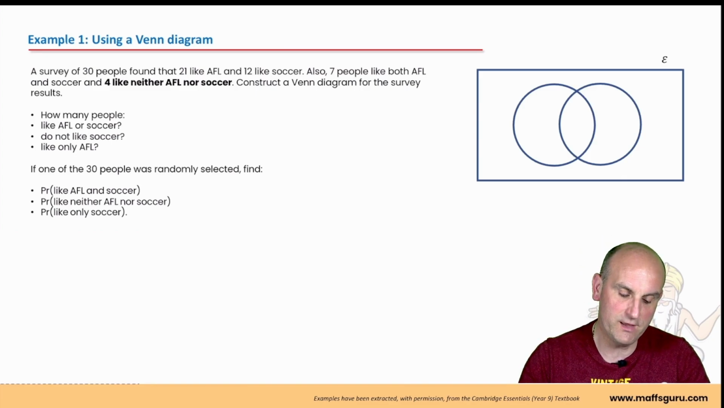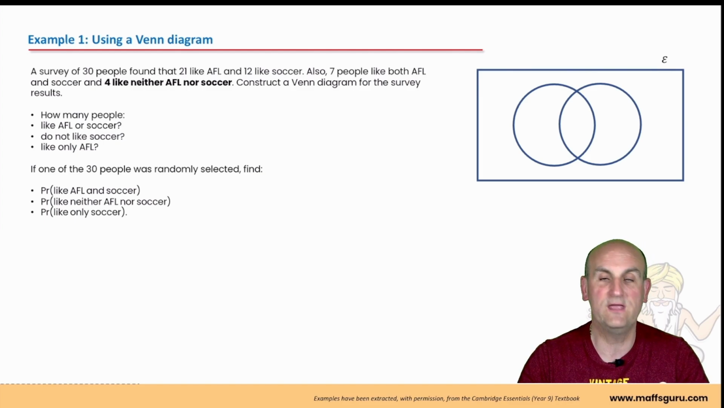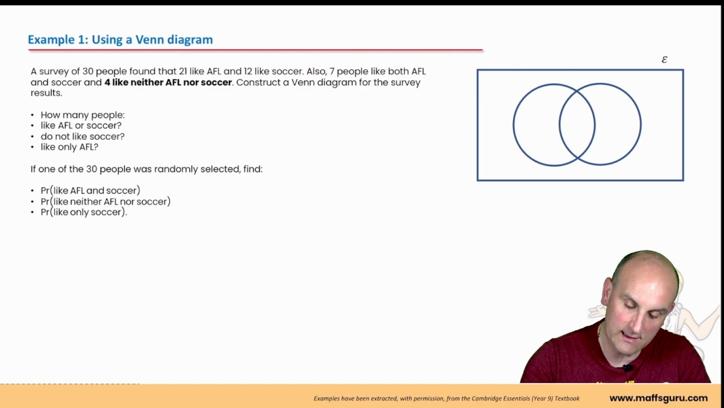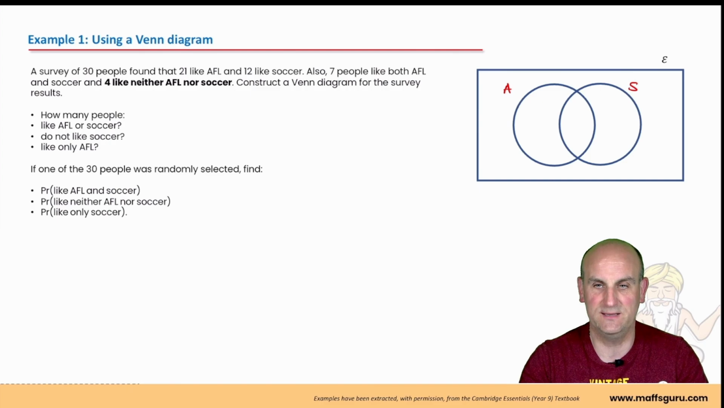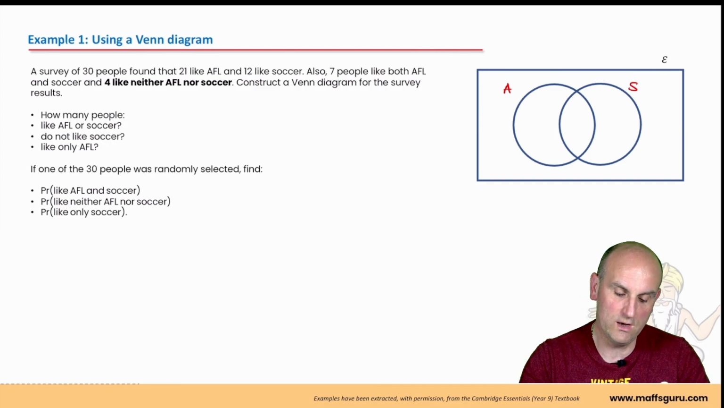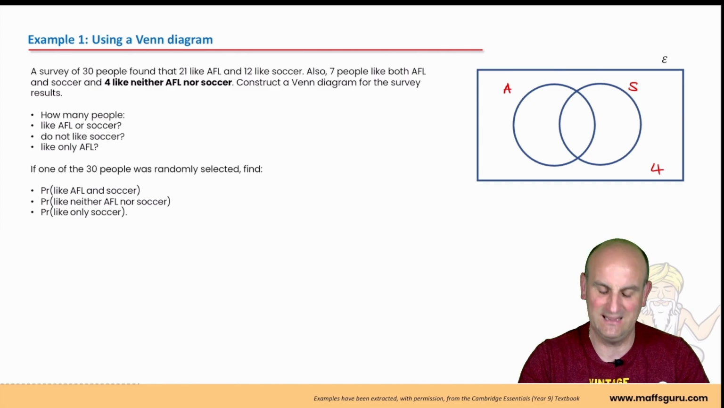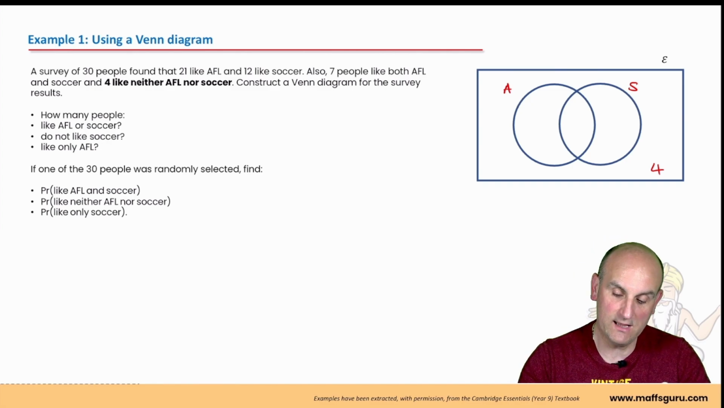A survey of 30 people found that 21 like AFL, 12 like soccer, 7 people like AFL and soccer, and 4 like neither. Okay then, so I'm going to use A and S. You don't have to call them A and B, you can call them whatever you like, but I normally use letters that make sense to me. 4 like neither of them, so I'm going to put 4 out there because they don't like anything, pretty much like me. 7 like both, so 7 in the middle.